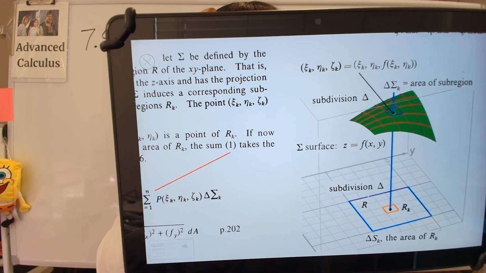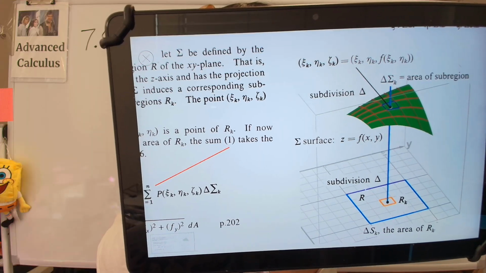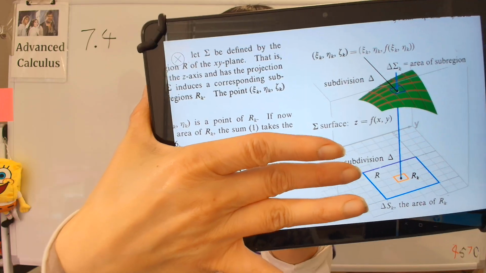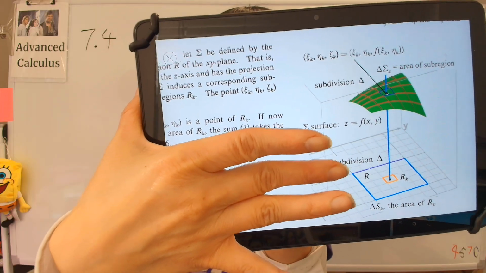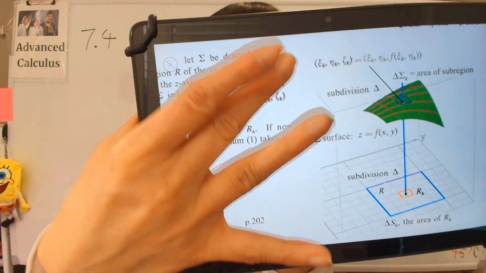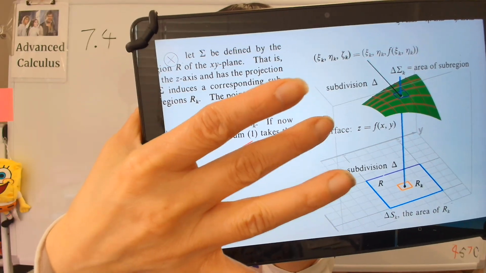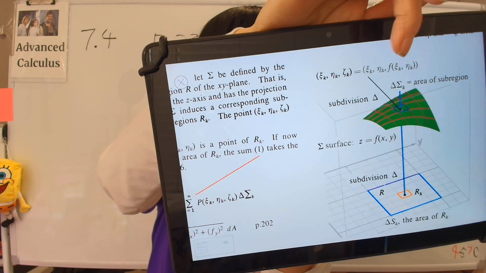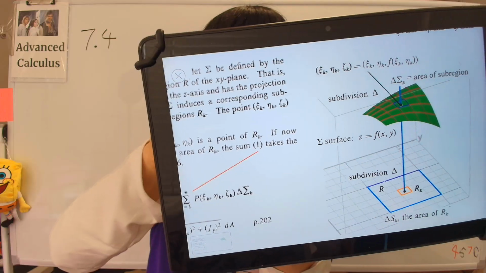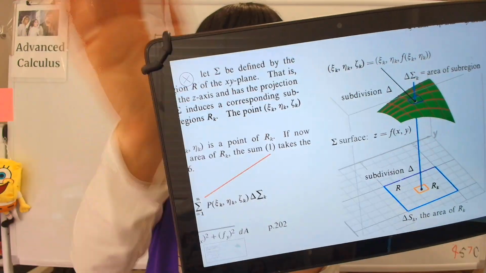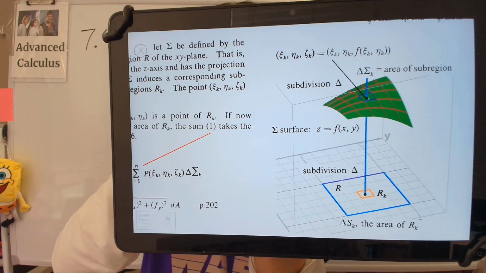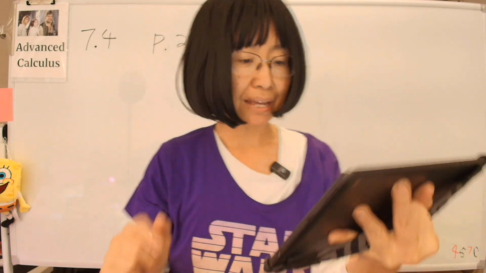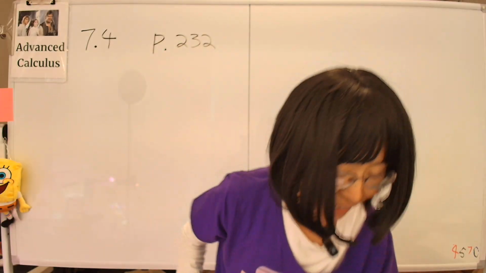Then specifically you can see one of the little subdivisions where the point is called psi k, eta k, and zeta k, which is the point on the surface. That point is the same as on the bottom, on the ground, that is on the xy plane, where the point is just psi k, eta k, with zeta k equal to 0. Specifically, the last coordinate zeta k is the same as the function f of psi k and eta k, because the surface is defined by z equals f(x,y). Okay, so delta zeta k is the area of the little subregion. Okay, so that looks tolerable. So let's continue.